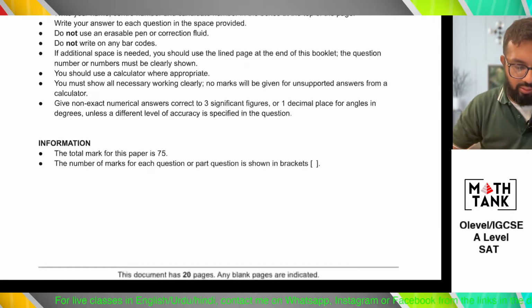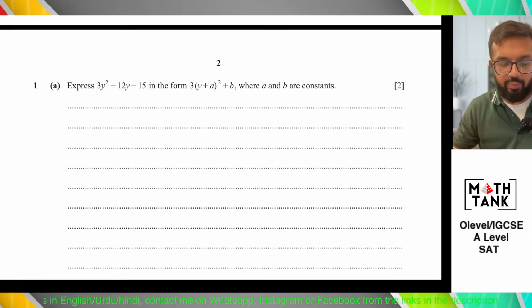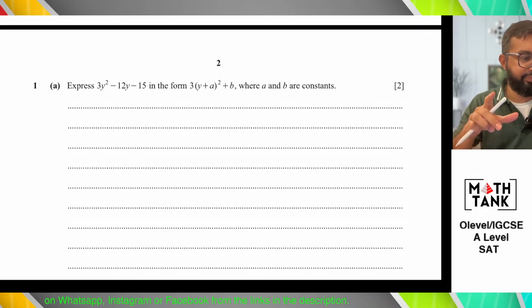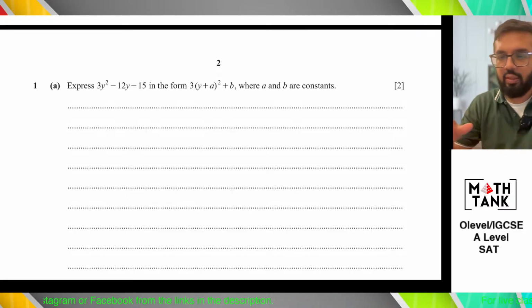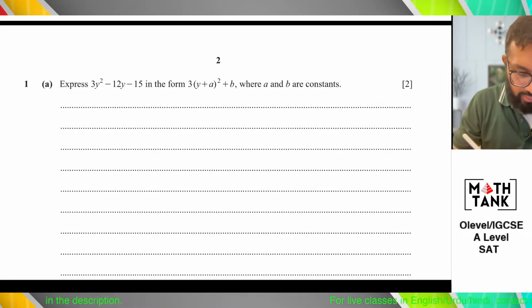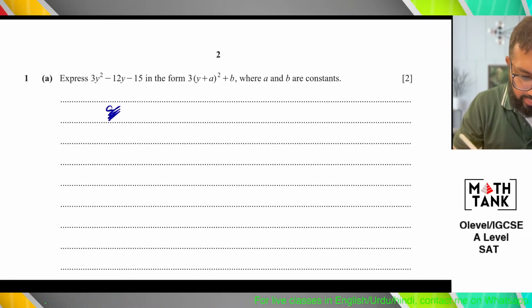Okay. Question number 1 is completing the square. Let's try to complete the square. That's the first question on the exam. Okay, my idea of completing the square is to use comparison. That's what I'm going to do.